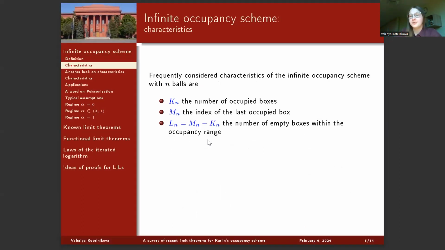And what do we consider in the scheme? We consider such random variables. When you have thrown n balls, we concentrate on the number of occupied boxes, which we denote by K_n, the index of the last occupied box, M_n, and the number of empty boxes within the occupancy range, L_n.